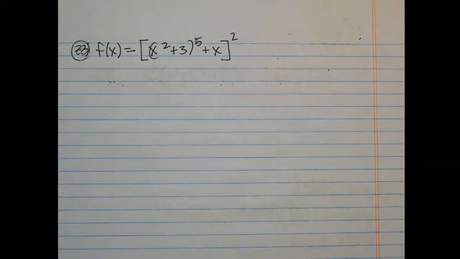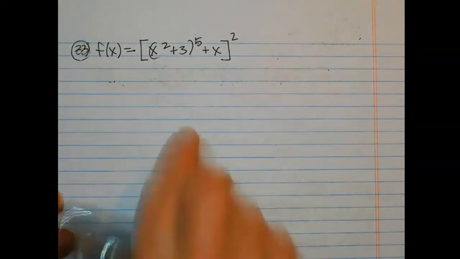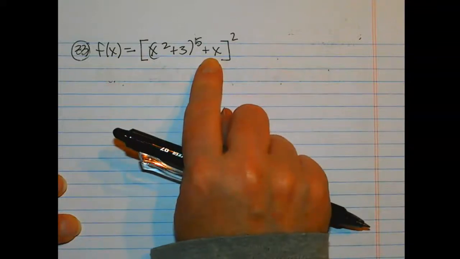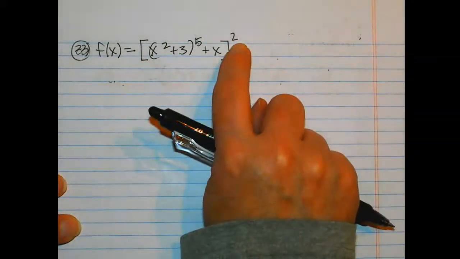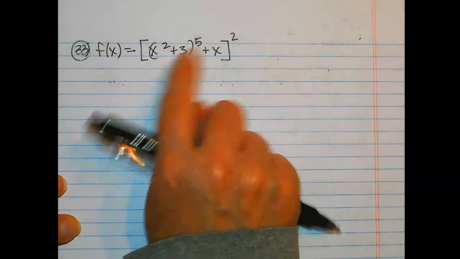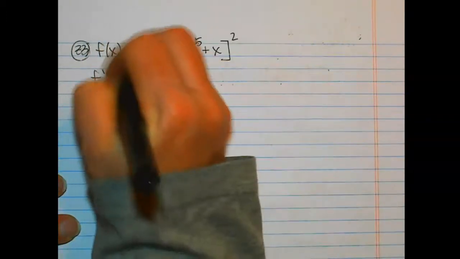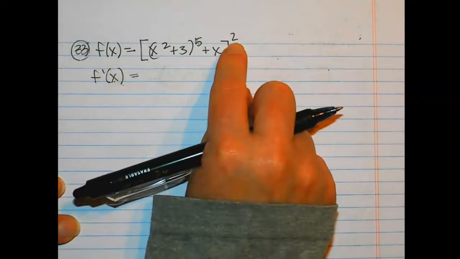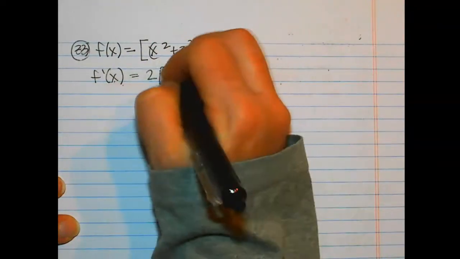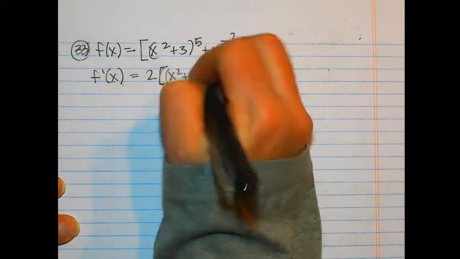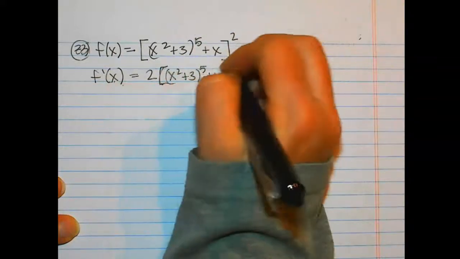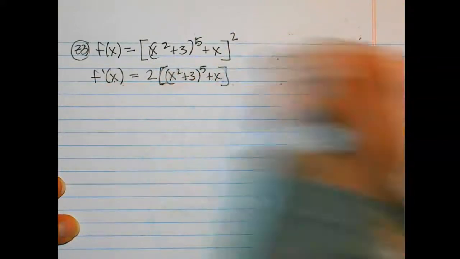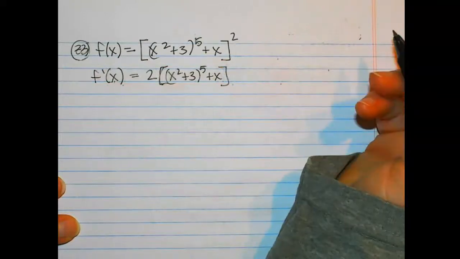Okay, 33. So 33's got lots of things going on. It has this composite function inside of something squared, and it has this composite function inside of something to the 5th. So when we take the derivative, we're going to have lots of steps here. First, I'm going to take the derivative of the mama function, the something squared, by saying 2, and then leaving the inside, x squared plus 3 to the 5th plus x to the first power. That's the derivative of the mama.